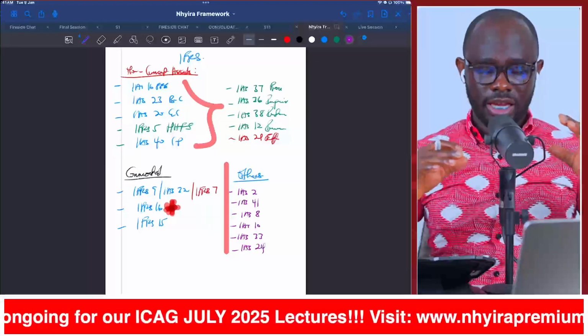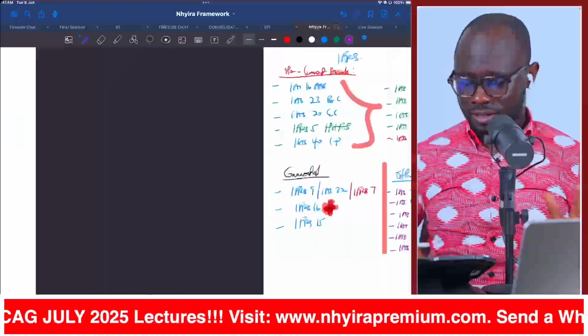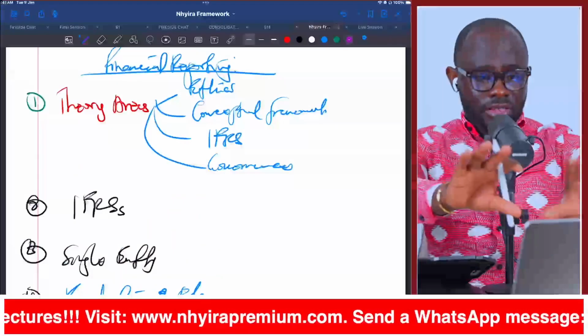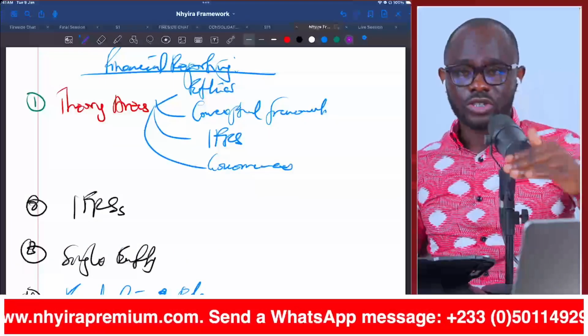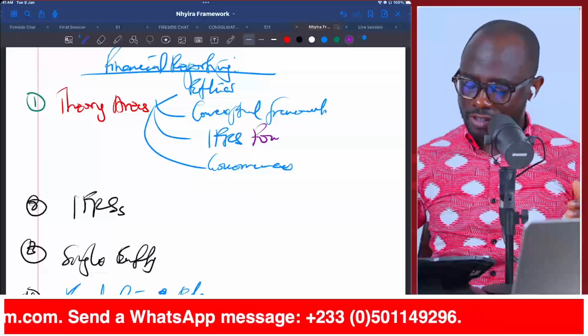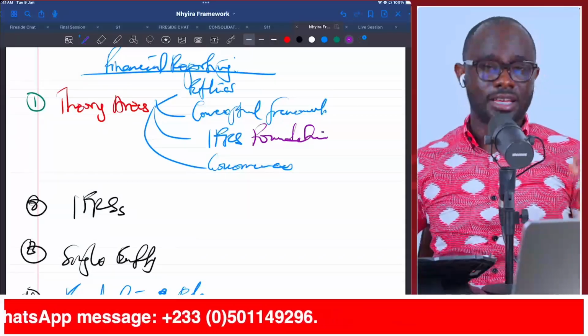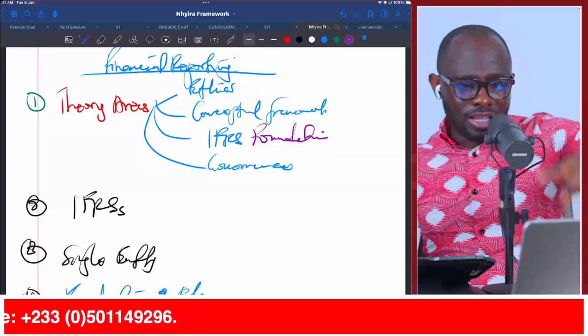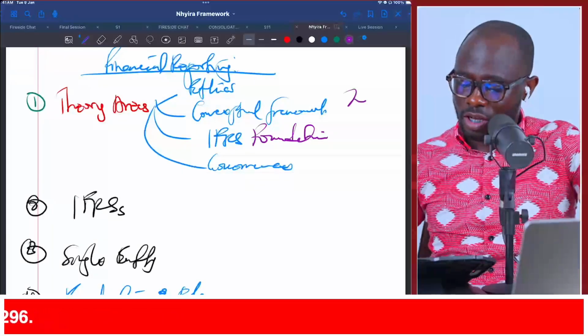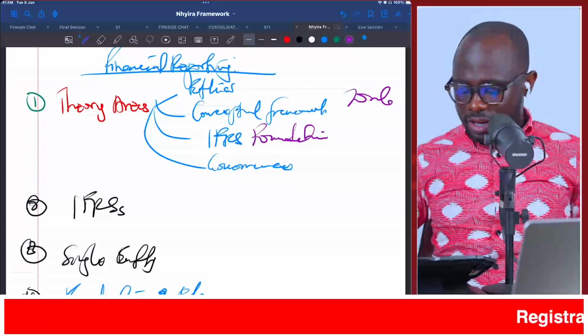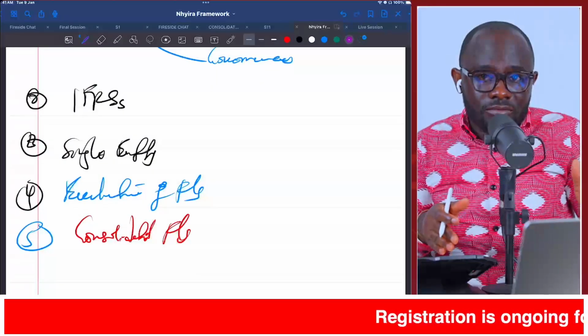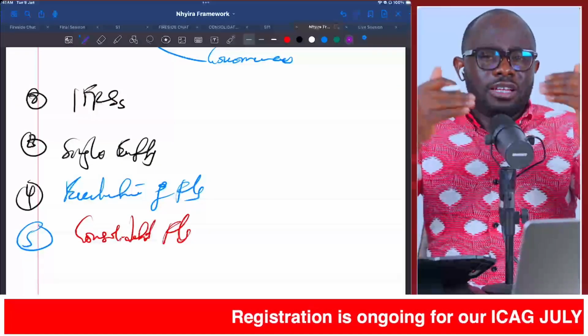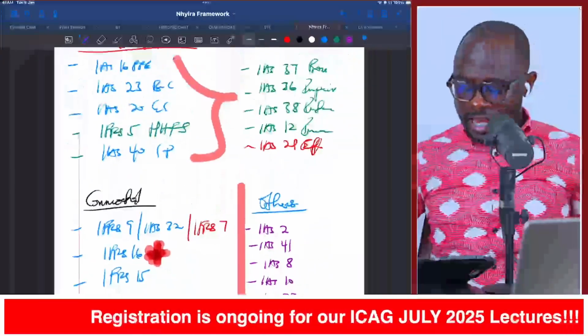And so in the preparation of your study plan, yes, there are the theories: ethics, the conceptual framework, the IFRS Foundation and how standards are set, and then governance. That's the theory area, 20 marks waiting for us in the exam hall. Then you come to the standards area. So what are the accounting standards? These are the accounting standards.